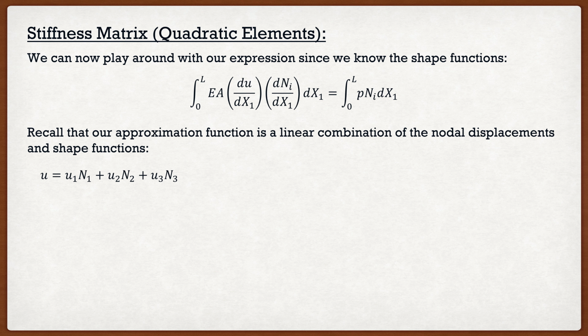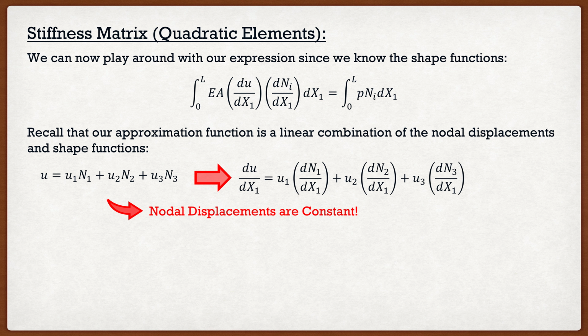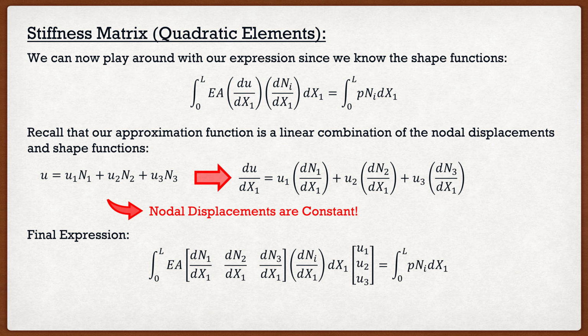And just like before, yet again, those nodal displacements are going to be constant. Therefore, we can simplify the derivative of our displacement function as follows. So this is why I like starting off here, because if we get the basics of a linear element, well, quadratic elements, again, it's the exact same steps. So when we move to our final expression, as we can see, it's the exact same final expression for linear elements. The only difference is we now have 3 components in our vector there rather than 2.